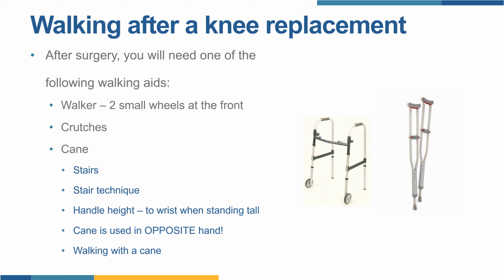If you have stairs, you will need a cane ready for you when you return home. You will be taught how to go up and down stairs with a cane before you leave the hospital. If you are doing stairs now and have one healthy leg, you will be able to do the stairs after surgery. The cane should be adjusted so that the top of the handle is at your wrist when you are standing up straight. The cane is held in the hand opposite to the side of your knee surgery. You will not start walking with the cane until you start your outpatient physiotherapy.